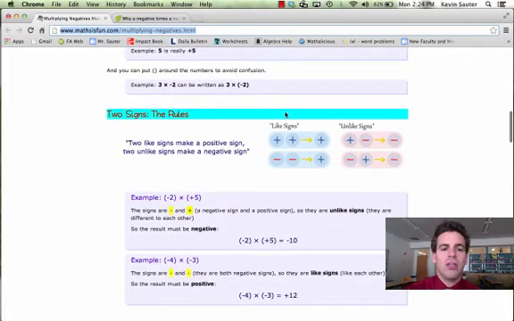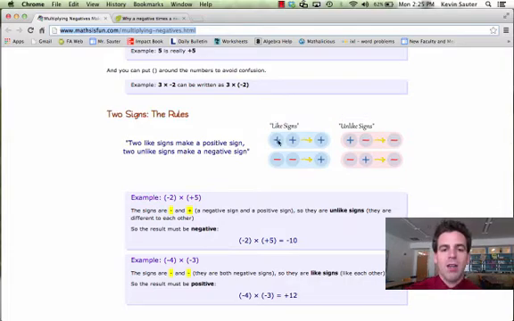So right here, they have the two signs. What they mean by that is when we have the like signs, as in a positive and a positive, or a negative and a negative, those are both like signs, right? When you have a positive and a positive, they equal a positive. When you have a negative and a negative, they equal a positive. When you have the unlike signs, like right here, you see that a positive and a negative is a negative, okay?